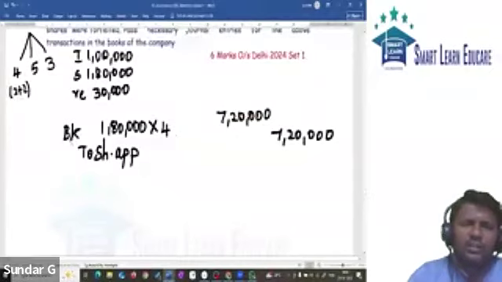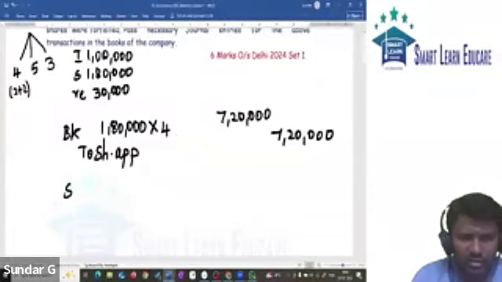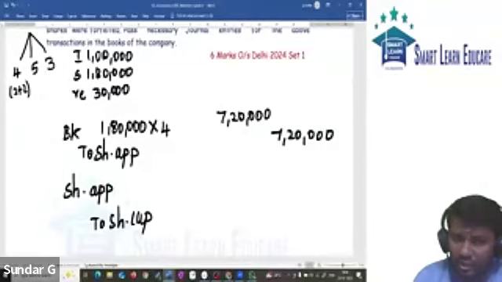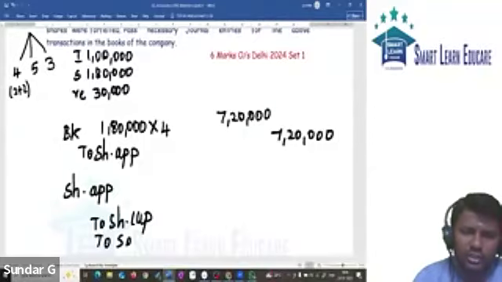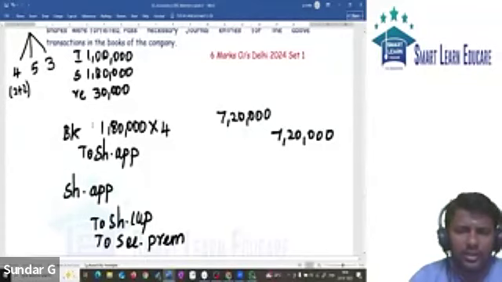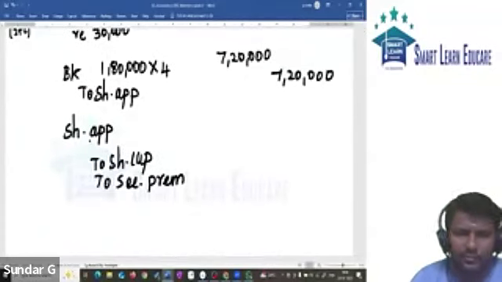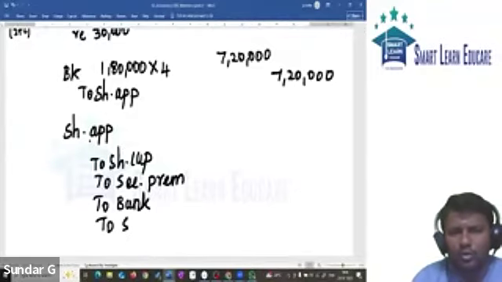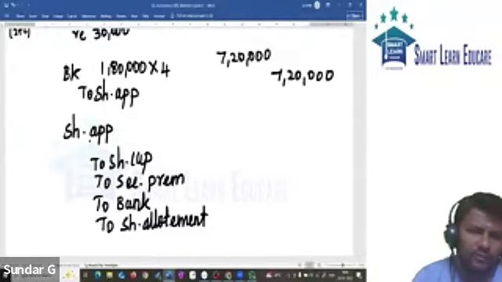The entire money cannot be transferred to share capital. What is the entry? Share application account debit to share capital, to securities premium. Also we have rejection, so to bank. Also we have pro rata allotment, to share allotment.